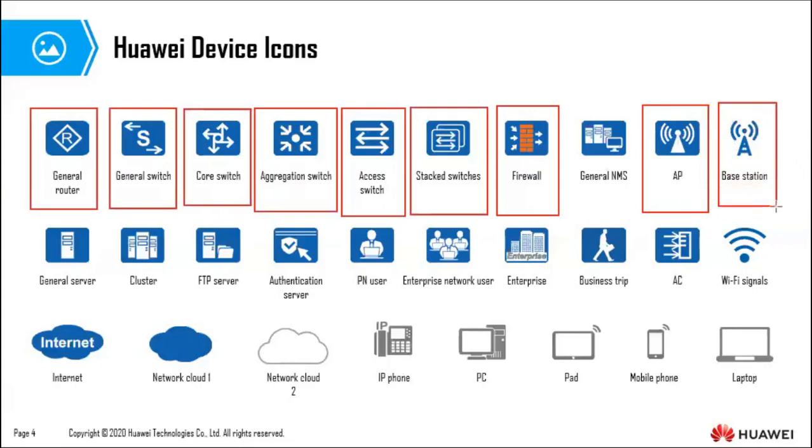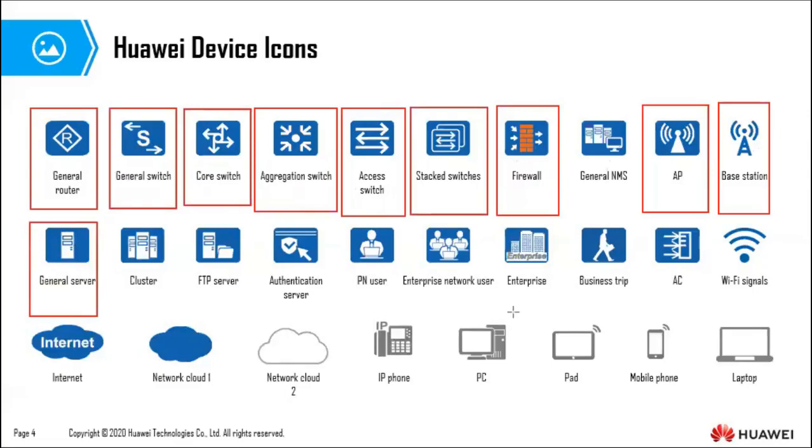Then this icon is for a base station. Base station is that thing you call a booster. These Safaricom towers, you call a booster. The correct name is base transceiver station, base station. Then this one is for a general server.